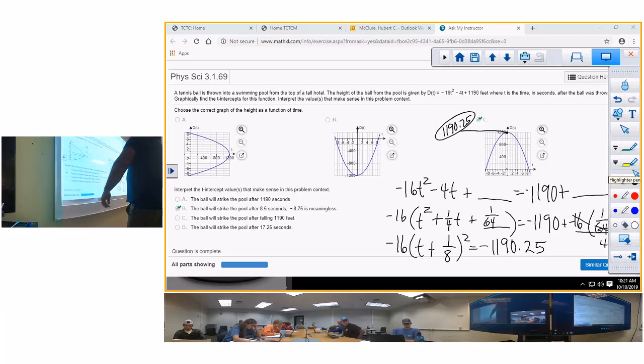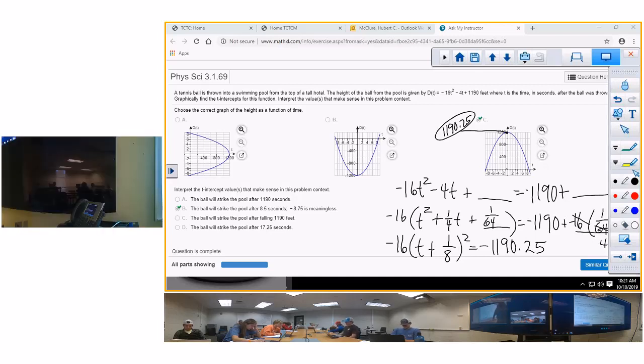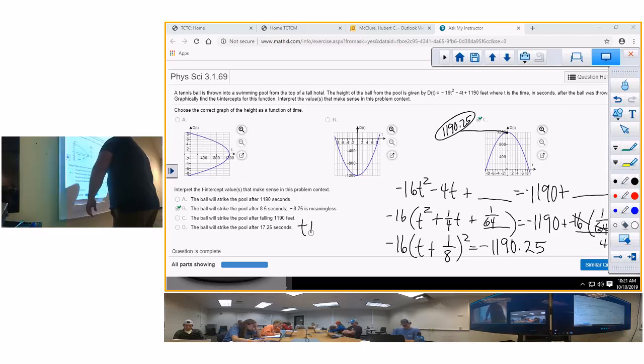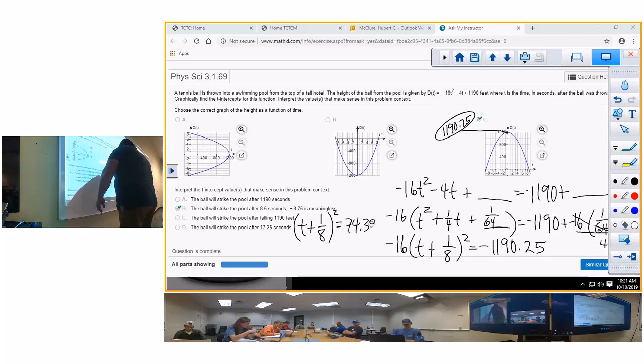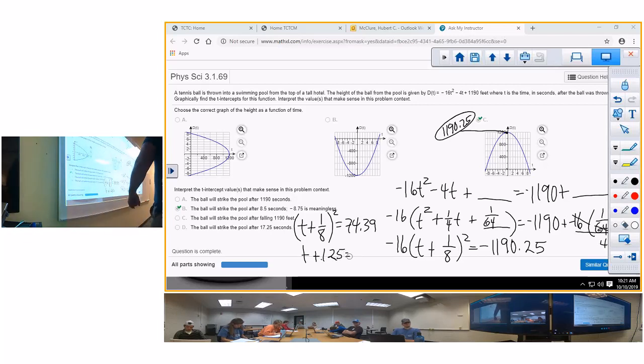So somebody divide 1190.25 divided by negative 16. That's going to give us (t plus 1/8) quantity squared is equal to, if it goes positive, what is it? 74.39. And then take the square root of that. t plus 1/8, what is 1/8? 0.125, is equal to, what's the square root of 74.39? 8.62.